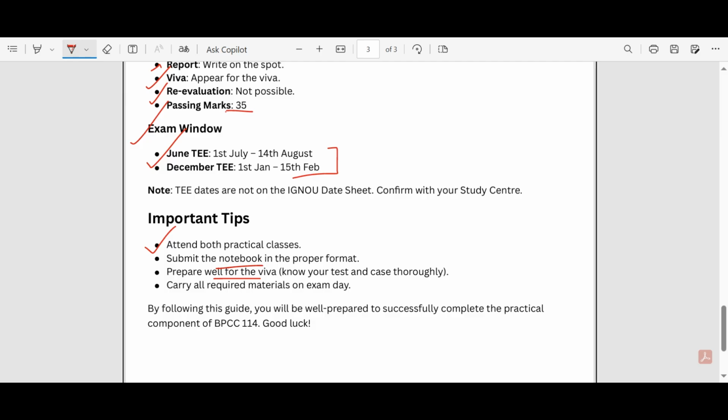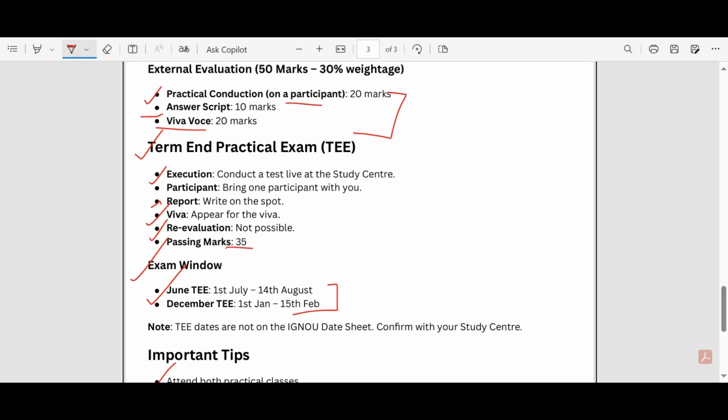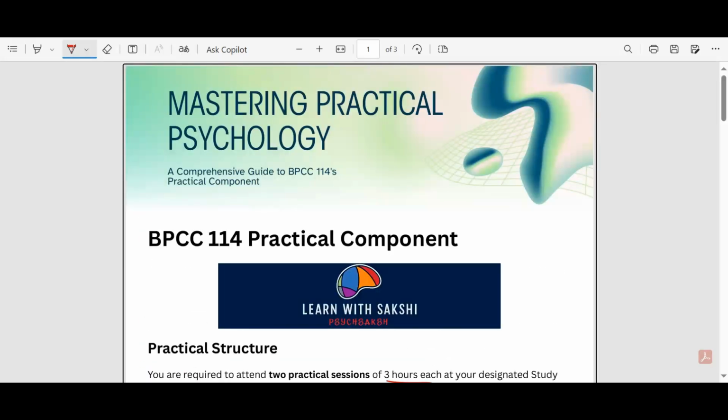The examiner can ask anything from it, and then you have to carry your Aadhaar card or any other government ID. So if you follow these tips, you may be able to pass the practicals, but only if you study, right? Because the Viva is totally on the examiner. He may ask anything from the practical. So I think that is it from my side.